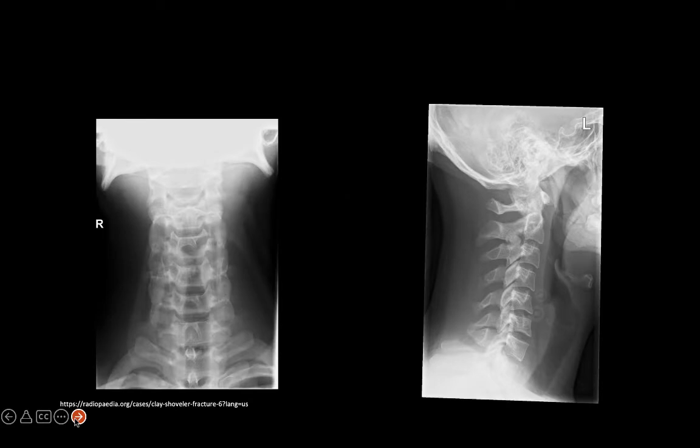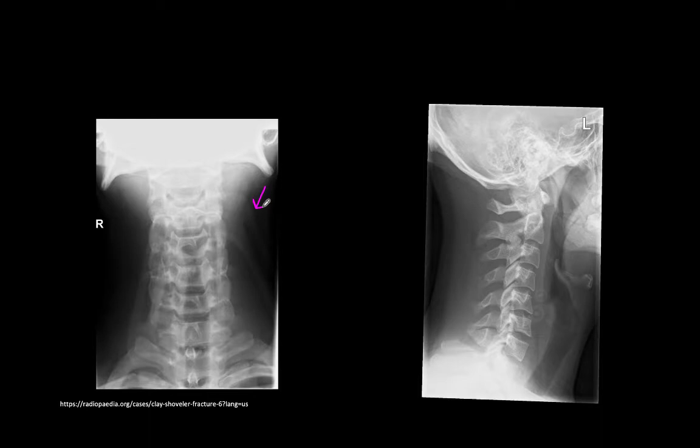Here's an example of a clay shoveler's fracture. So frontal and lateral views of the cervical spine in a patient who had some trauma. And you'll notice there's some sort of stabilization device here. You can see there's some sort of artifact in the background here. And typically on the boards, you're going to get some sort of question associated with the film. So it's going to ask you about a diagnosis or give you a scenario, and ask you about the follow-up or the recommendation.